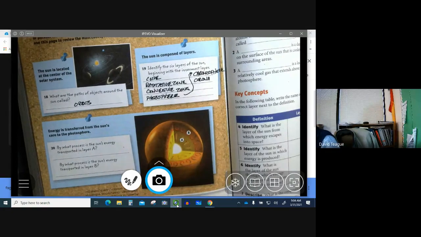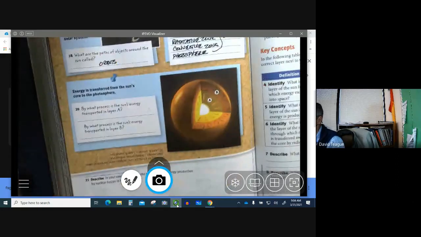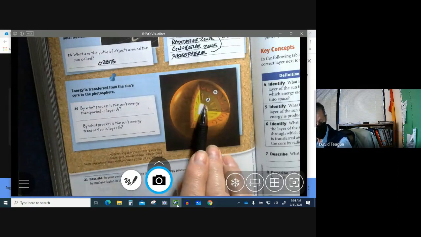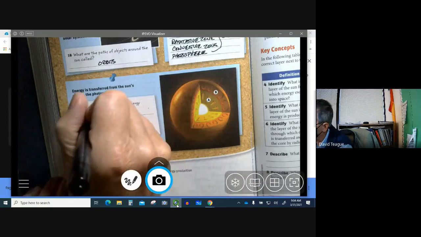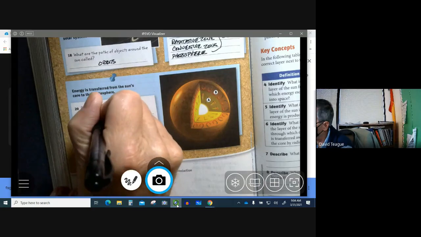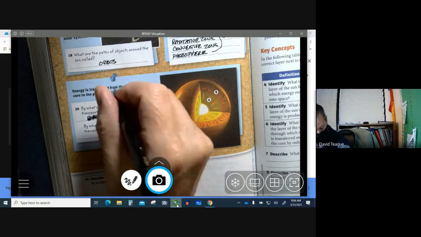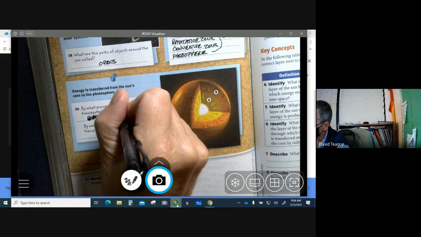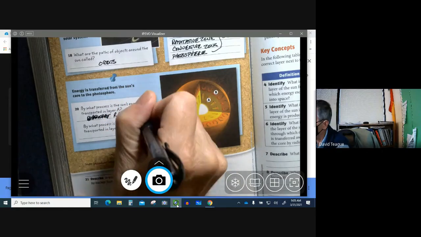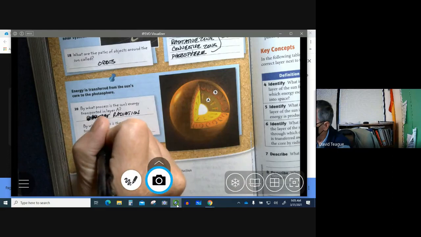Okay, energy is transferred from the sun's core to the photosphere. 20. By what process is the sun's energy transferred in layer A? Here's layer A right here. So layer A is radiation, and B is convection.